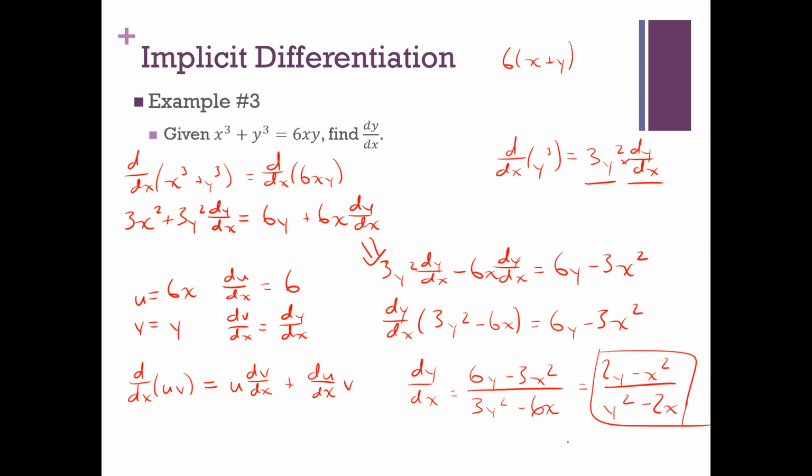So I'm assuming that your answer looks like x squared minus 2y over 2x minus y squared. Is that also correct? No. Yeah, so they're the same. And probably the easiest way to see it is if you factor out a -1 from numerator and denominator of either one of them and then cancel, you'll get the other.